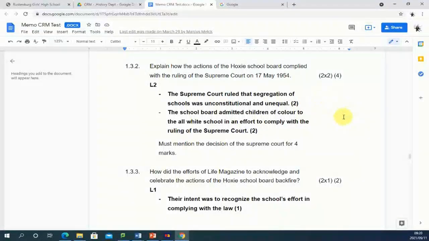Okay. Explain how the actions of the Hoxie School Board complied with the ruling of the Supreme Court on the 17th of May 1954. So the Supreme Court ruled that segregation of schools was unconstitutional and unequal. Okay. And the school board admitted children of color to the all-white school in an effort to comply with the ruling of the Supreme Court. Okay. Now, in order to get 4 marks, you must have stated that the Supreme Court ruled that the segregation of schools was unconstitutional.